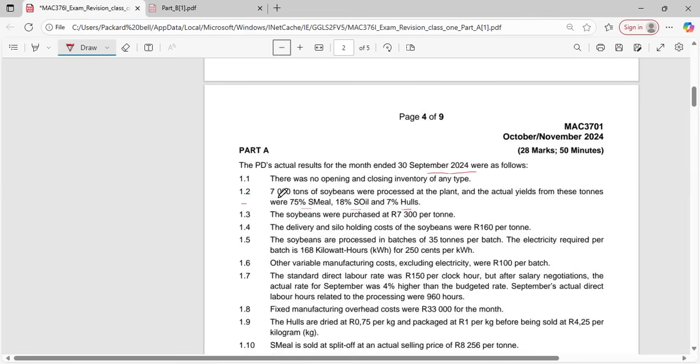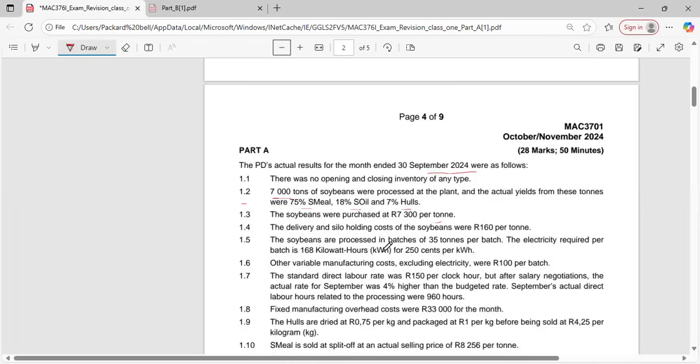So this is our quantities at split off point. So which means you should have this as your quantities at split off point. Then they say on number 1.3, the soybeans were purchased at 7,300 per ton. So which means the soybeans cost 7,300 per ton, and they are 7,000 tons. So 7,000 times 7,300 per ton.